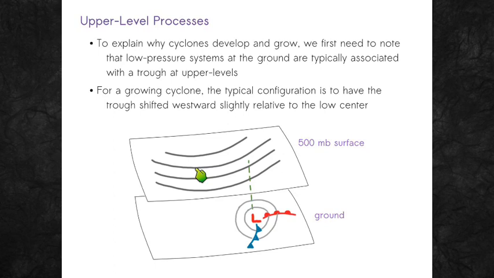So we can also say, using that terminology, that the low pressure center is found on the front side of the trough, the eastern side of the trough. The front side of the trough is where the low pressure center is going to be found. And it's really this configuration. This configuration is key to understanding why these systems develop and grow.